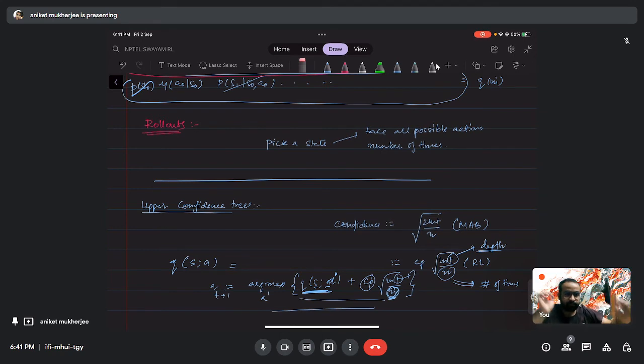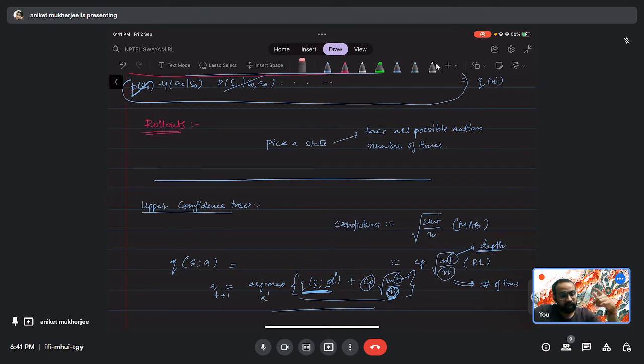So we compute Q values for all the actions available at state S. And then, while doing comparison, you don't just compare the Q values. What you used to do in the previous setting was compare the max of Q values.